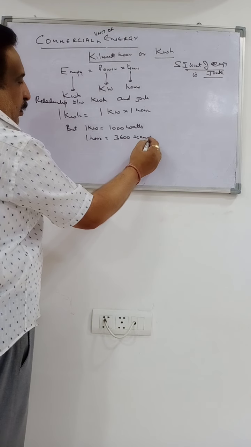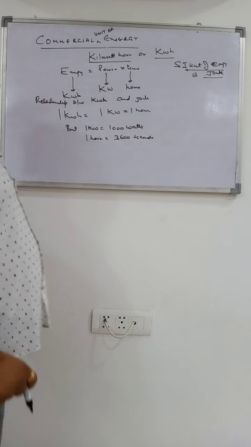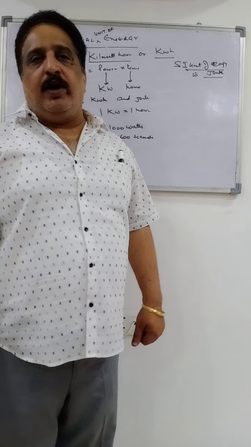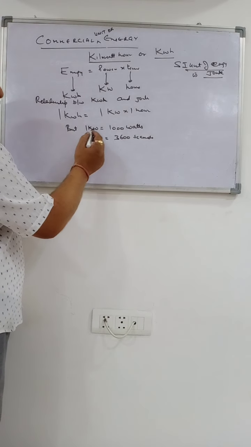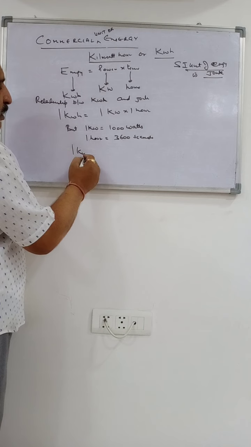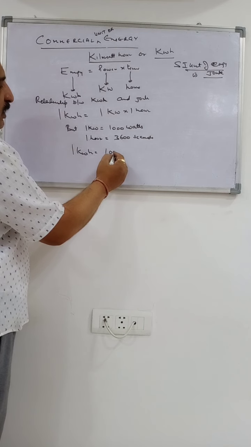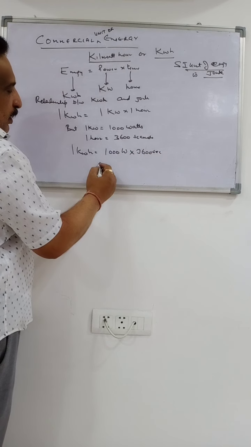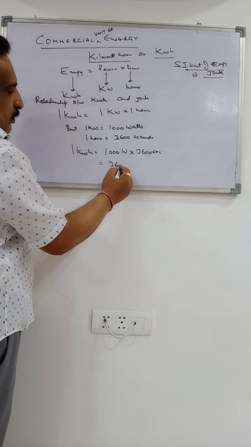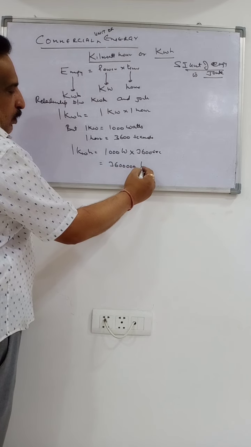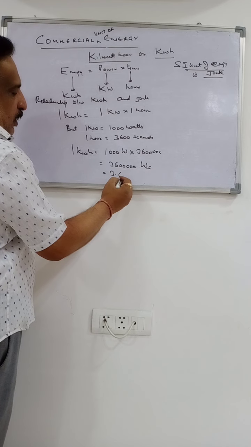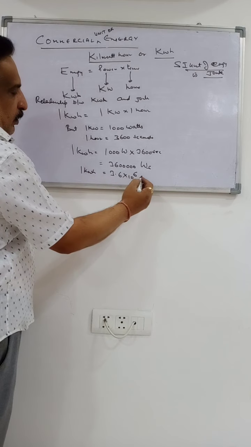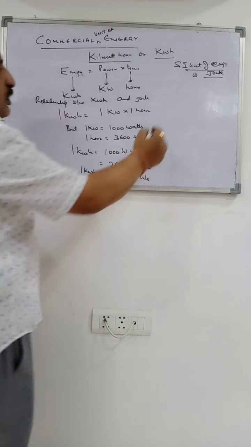Because 1 hour contains 60 minutes and each minute contains 60 seconds. So what will be the total number of seconds in 1 hour? 3600. So इसमें value put करिए. So 1 kilowatt hour will be equal to 1000 watts into 3600 seconds is equal to 36,000,000 watt second, or that is equal to 3.6 into 10 raised to power 6 watt second. But now what is this watt second equal to?